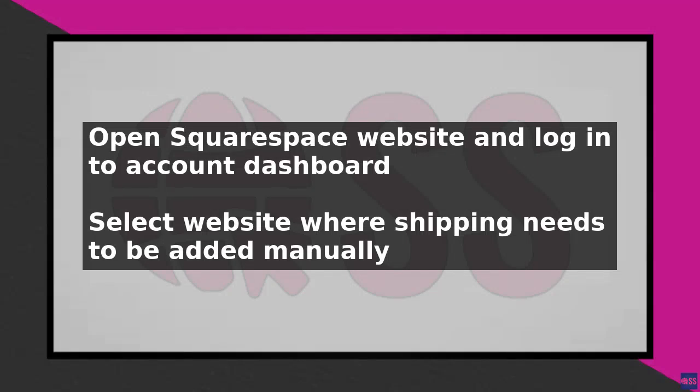To add shipping to your website in Squarespace, start by opening a web browser and navigating to squarespace.com. Log into your account using your email and password, which will take you to your account dashboard. From there, select the website where you want to add shipping.